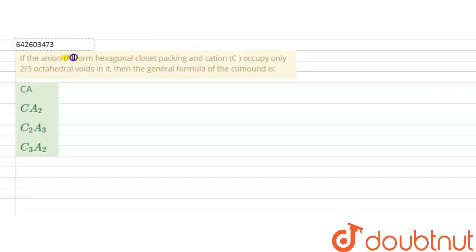Hello students, I am your teacher for this question, and the question is, if the anion A forms the hexagonal closest packing and cation C occupies only 2 by 3 of the octahedral voids in it, then the general formula of the compound is. So in this question it is given that anions A form the hexagonal closed packing and cation C occupies the octahedral void. So we will first draw a unit cell of hexagonal closest packing.